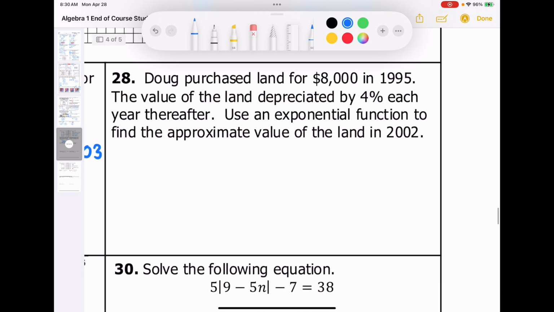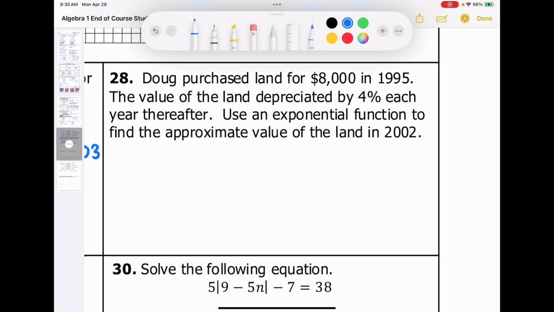All right, 28. Doug purchased land for $8,000 in 1995. The value of the land depreciated, which means decrease. So our formula is going to be the same, except it's 1 minus r instead of 1 plus r. And we want to find the value of the land in 2002.